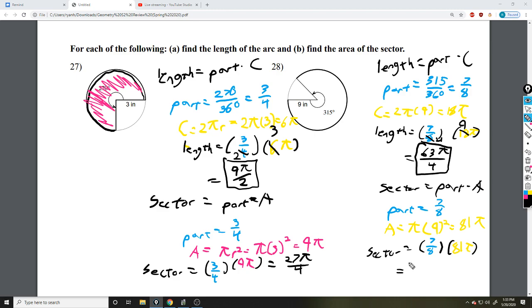Let me double check my work here. Yes, 567. 567 on top, and a pi, and an 8 on the bottom. There we go. By the way, our lengths would be in units, so inches, and then our area of a sector would be in inches squared. And just to make my brain feel better, let's put a box around this one too. There we go. Now I feel better.